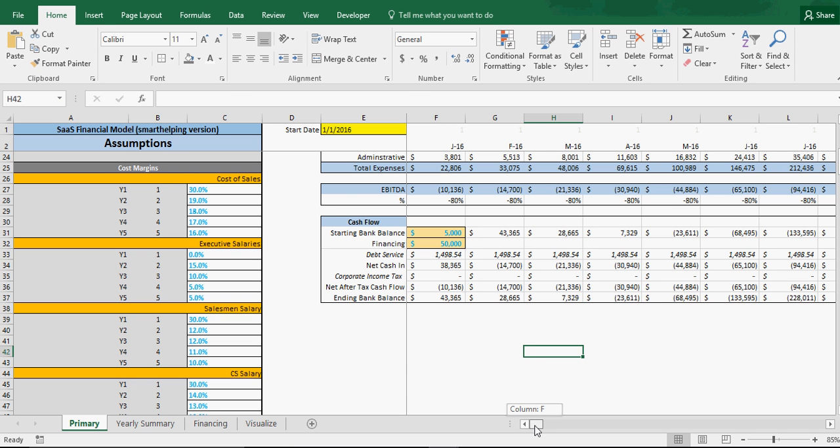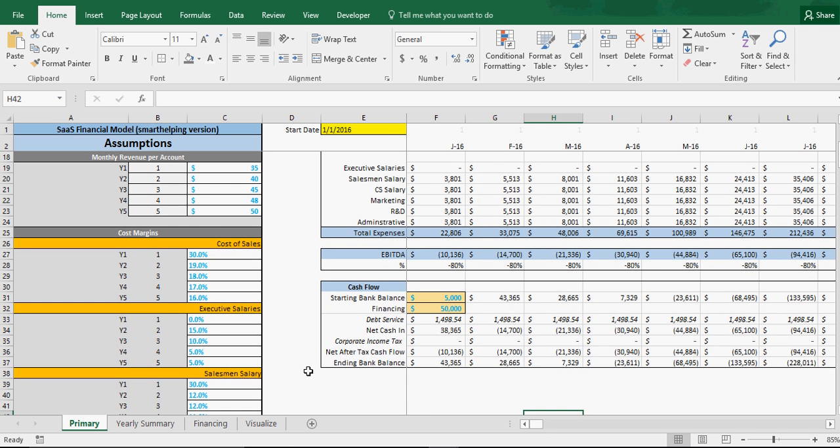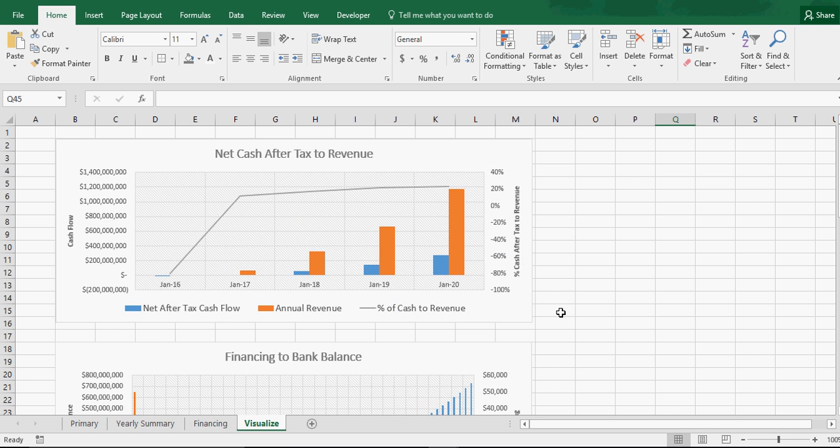So that goes all the way over. So you can play around with these percentages and kind of get a feel. Now I've added some charts to this as well, so some visuals. The first one just shows your net cash after tax compared to the revenue for each year.